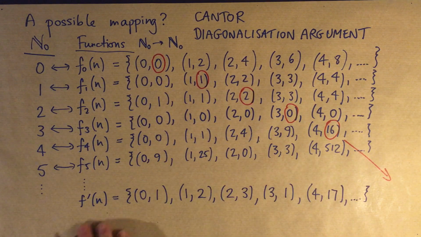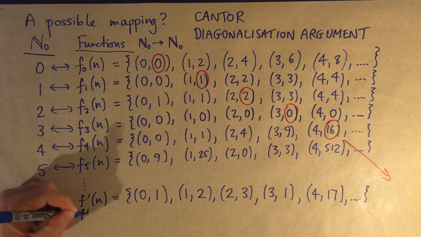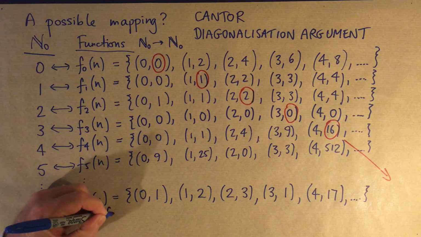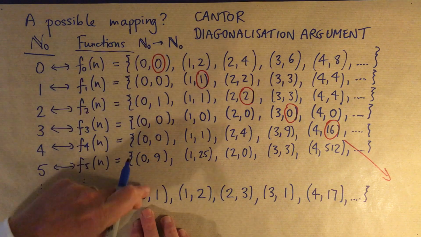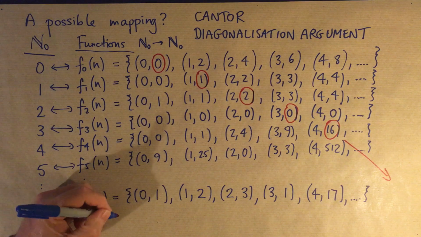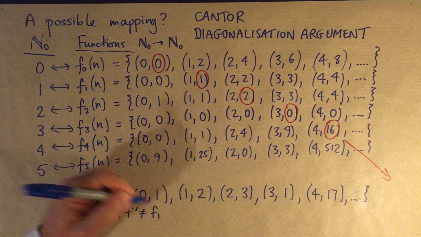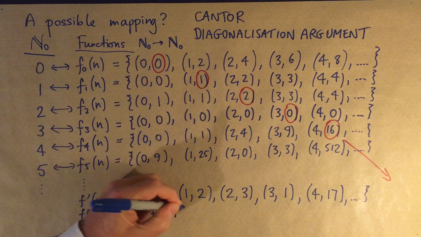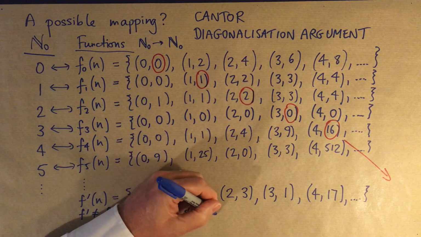Now what do we know about this function here, Cantor's function? F dash is certainly not the same as F0. Why? Well, they differ. And I did tell you that if two functions differ on an output, they're different functions. F dash similarly cannot be the same as F1. Why not? They differ on a value. F dash cannot be the same as F2. Why not? They differ on a value, and so on and so on and so on.